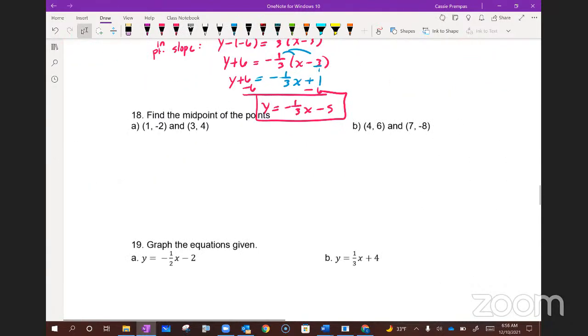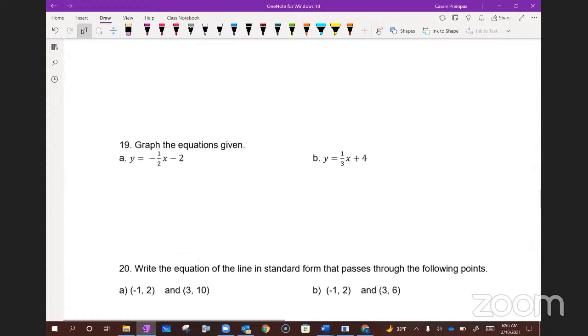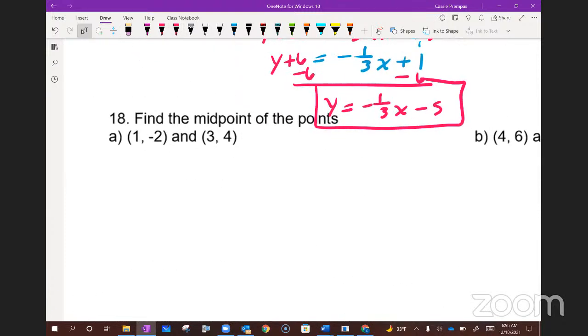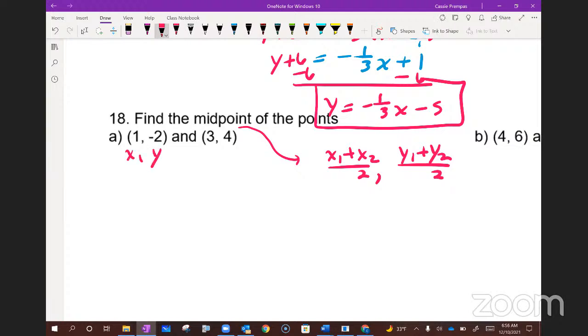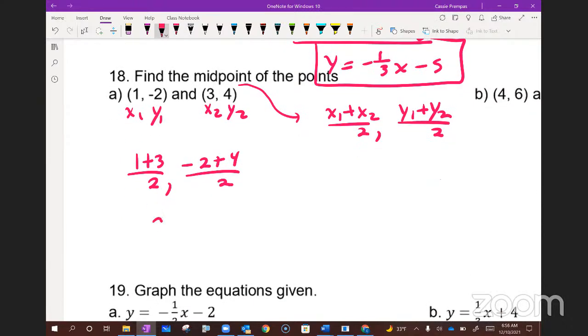All right, guys, we got just 3 more, and you can finish the rest. Find the midpoint of the points. Midpoint, what is that? X1 plus x2 divided by 2, and y1 plus y2 divided by 2. So I pop these in, x1, y1, x2, y2, and I'm going to find the average of the x's and the averages of the y's. So that would be 1 plus 3 divided by 2, and -2 plus 4 divided by 2. So that becomes 2. -2 plus 4 is 2, divided by 2 gives me 1.